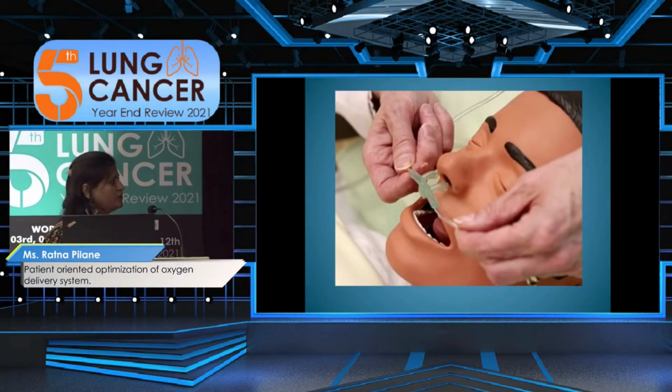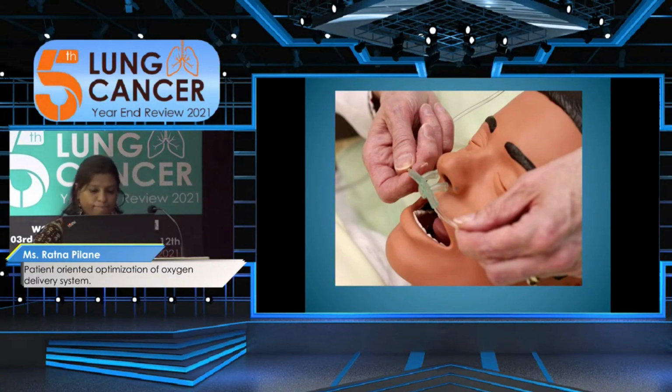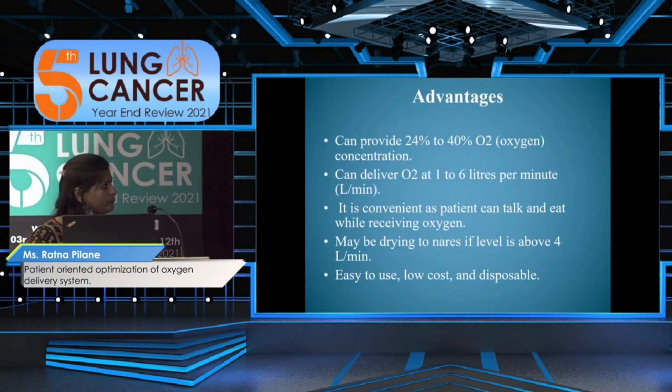Then this is the correct position for how to put the nasal cannula. You should see, this is the position of the nasal cannula. This part should come down. If it goes up, then whatever oxygen you want to deliver will not reach its goal and the patient will feel uncomfortable. This is the proper position. This is the nasal prongs, and this is the oxygen source where you are attaching the oxygen tubing.